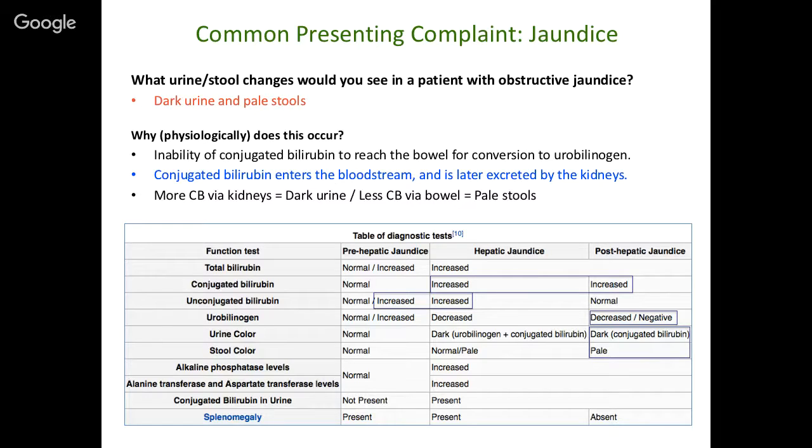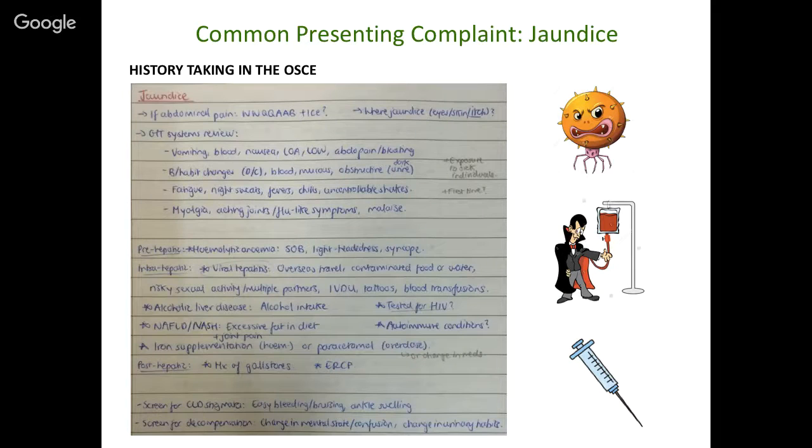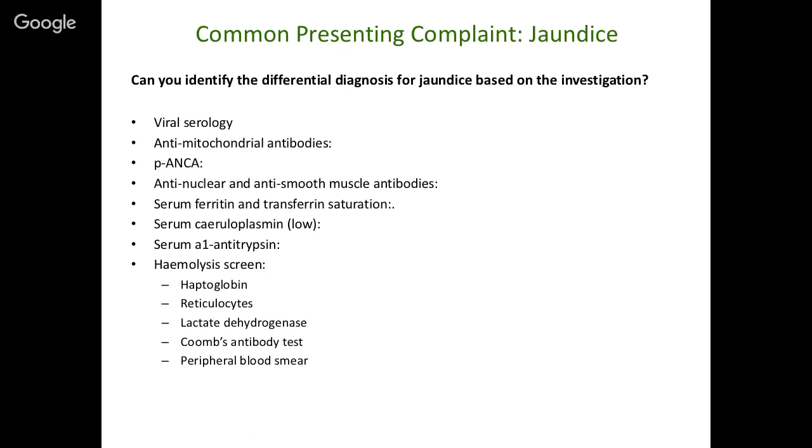That's a nice table from Wikipedia. History taking in the OSCEs, that's from my notes. So if someone comes in with jaundice, just do that and you'll do pretty well. A few other things. Can you identify the differential diagnosis for jaundice based on these investigations? So if someone comes in with jaundice, you wouldn't do all these investigations, but if you think it might be something in particular, you might order one of these.